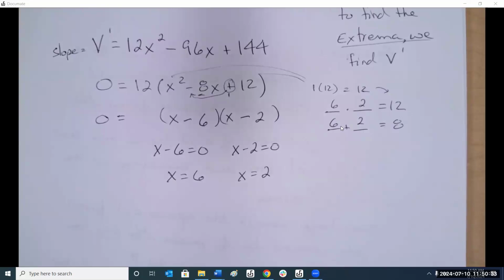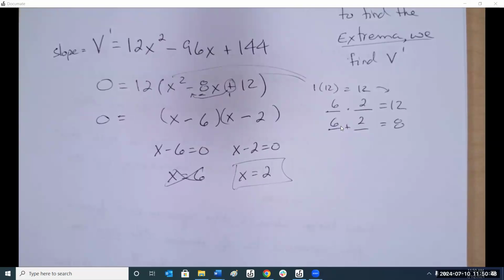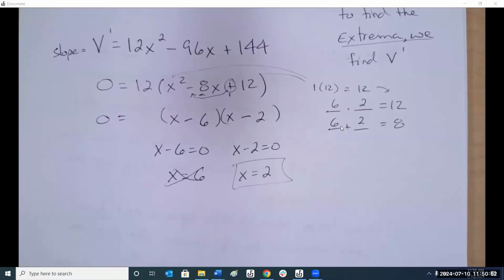So what do we know about these two? If x equals 6, what do we get? Yeah, we get that foldable, so we're not going to use that. So the interior point x equals 2 is the only viable answer we have for this question. So we're saying that x equals 2 will give us our maximum volume. So that's our critical point.